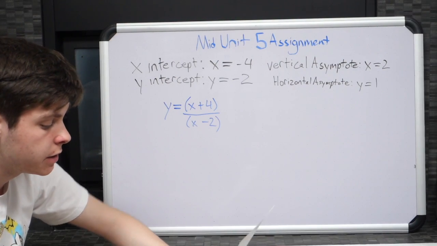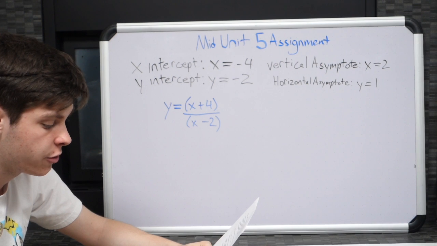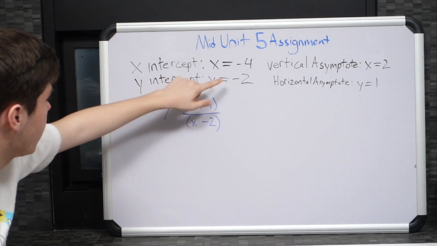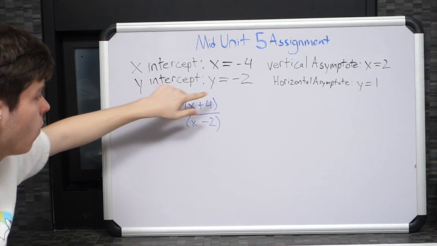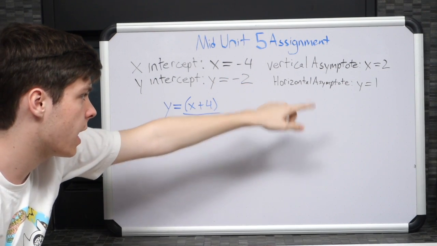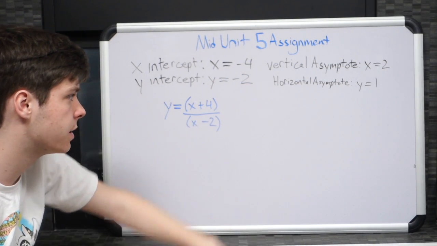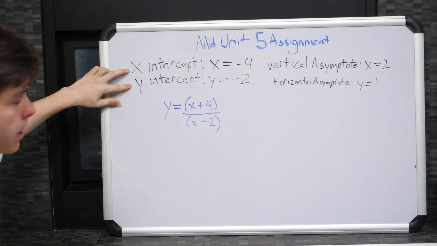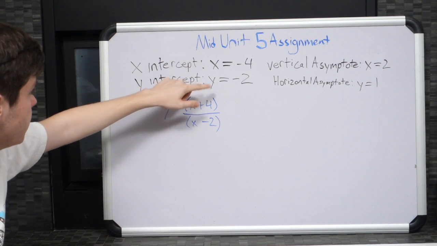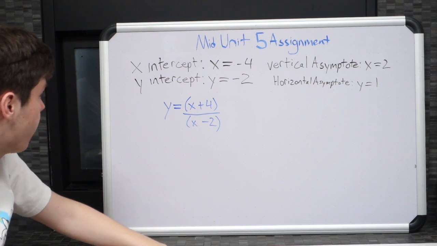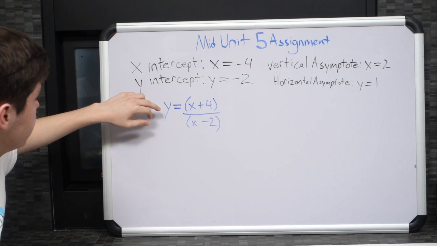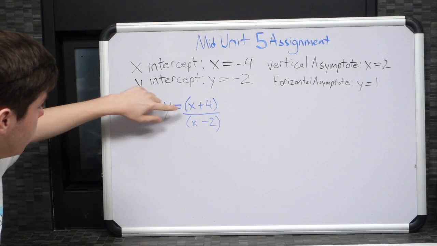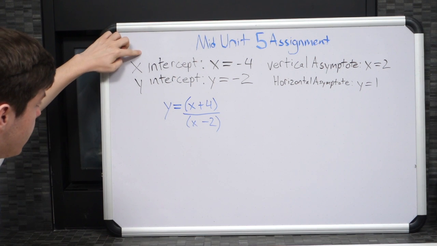Okay, question 3 is write an equation for a rational function whose graph has all of the indicated features. So these features are the x-intercept where x equals negative 4, y-intercept where y equals negative 2, vertical asymptote where x equals 2, and a horizontal asymptote where y equals 1. So first I took the two intercepts and put them into an equation. So the x-intercept is when y equals 0. So I set y to 0, and then x plus 4, and then bring the 4 over, so x equals negative 4, so therefore that works.